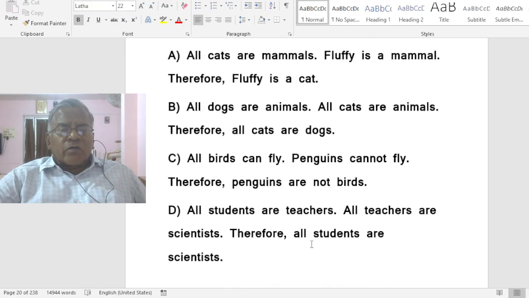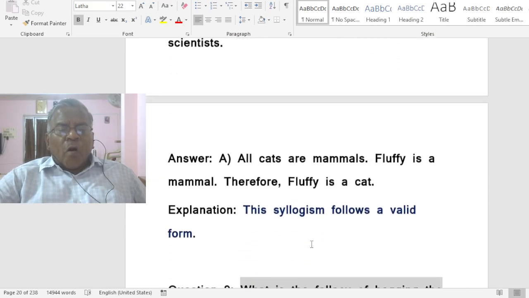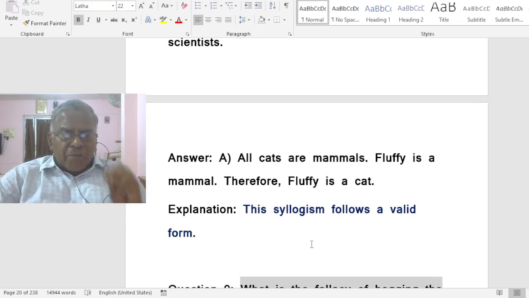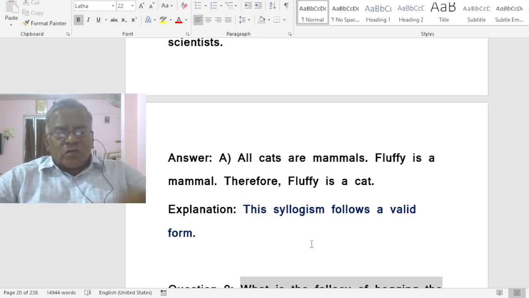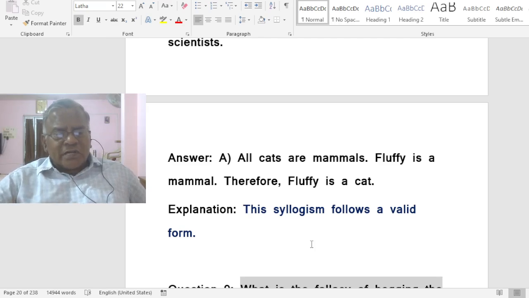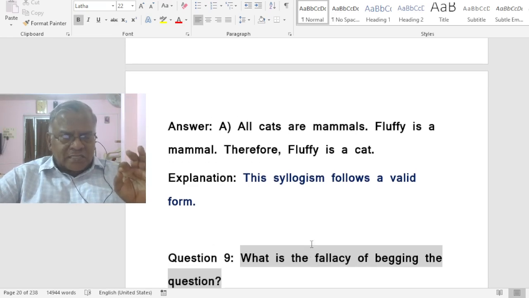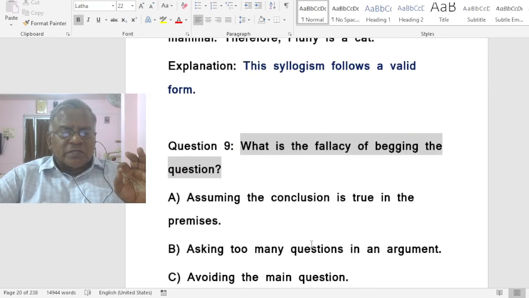Which is the correct one? See, what is the valid syllogism? All cats are mammals. Fluffy is a mammal. So, Fluffy is a cat. It follows rightly, no? All cats are mammals. Fluffy is a mammal. That means, Fluffy is a cat. Nicely follows, isn't it? This syllogism follows a valid form. It's a valid syllogism. I hope you understood this.